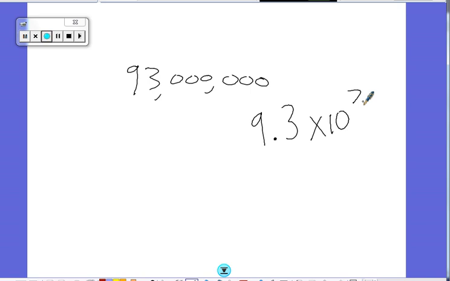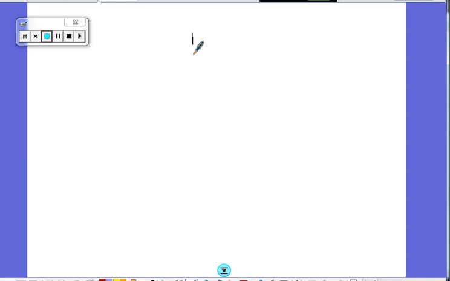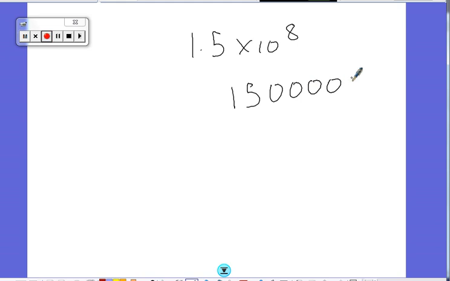If I said, write 1.5 times 10 to the 8th in standard form, which is write it down as what number this is, I would write 15 and then put, how many zeros would I have to put? I have to put 7, because I have to move my decimal once to get it behind the 5, and then add 7 zeros to finish it off. That's 150 million. Knowing those place values is helpful.